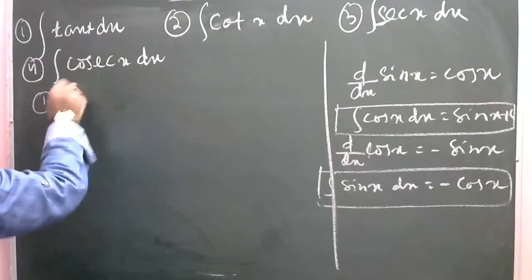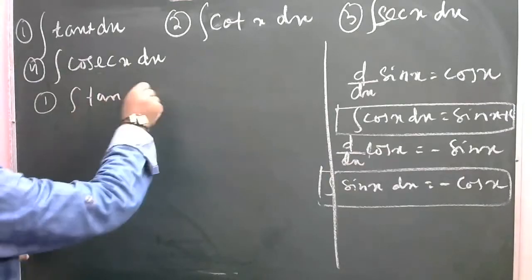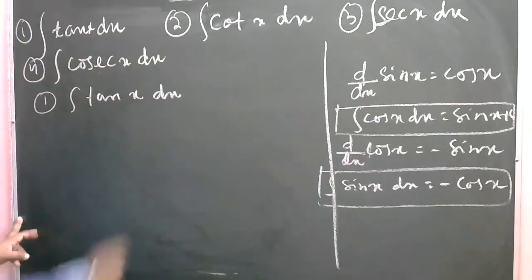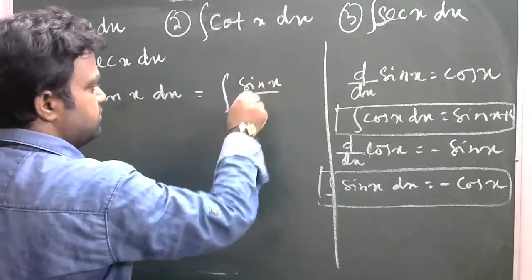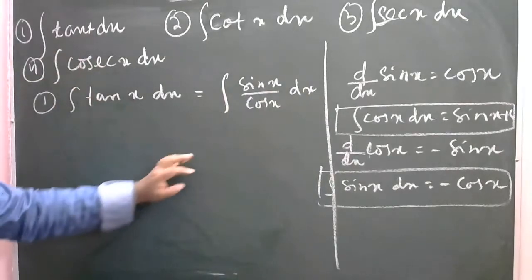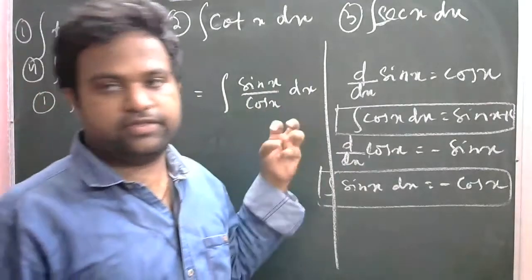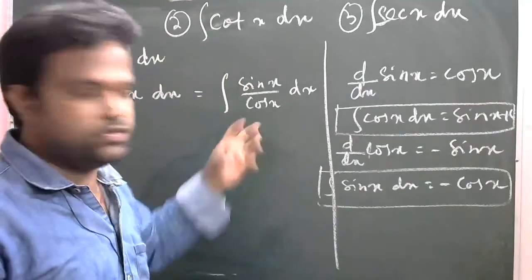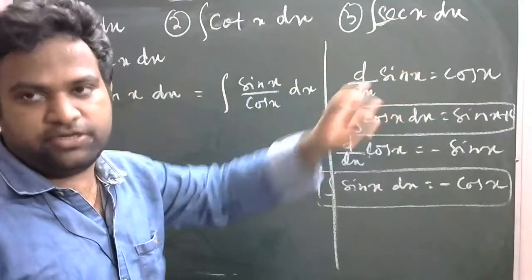So the first one is integration of tan x dx. It's a simple one. Now tan x I can write as sin x by cos x dx. Any issue? Tan x is sin x by cos x. Now I have already told you in the last video how to choose the correct function so that all the variables will be transformed to a new set of variables.